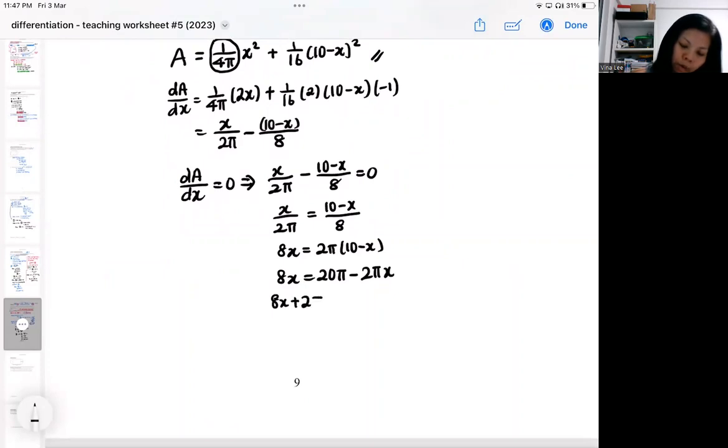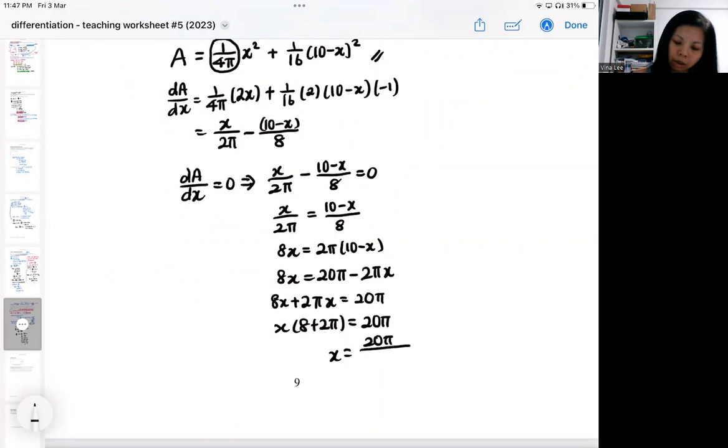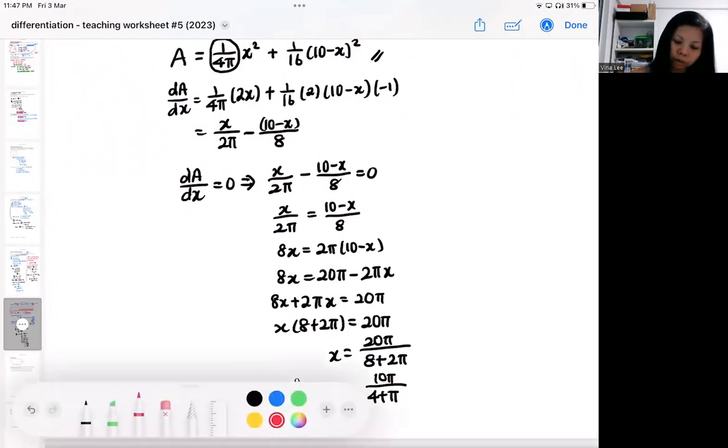You group all the x to one side. So it behaves a little bit like make x the subject. So I'm making x the subject. Okay, and if you look at the expression for x, you can actually simplify. Everything can be divided by 2. So this is the expression for x.